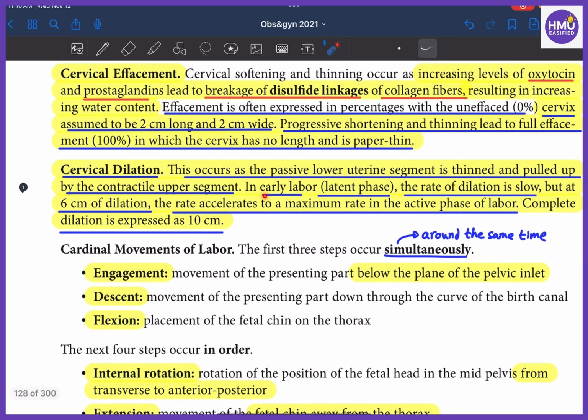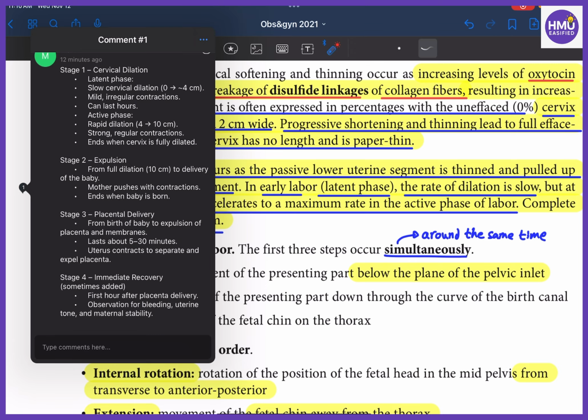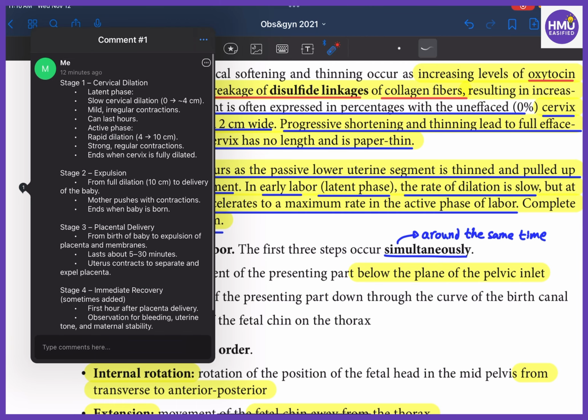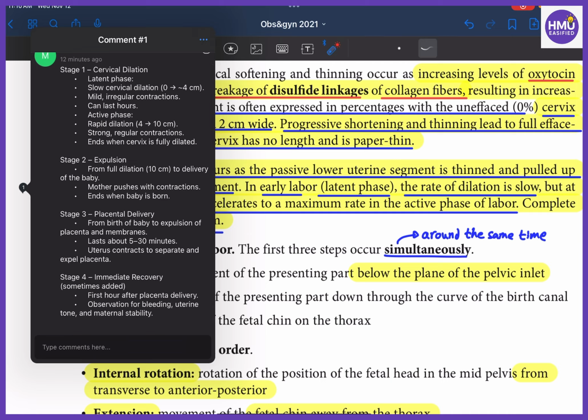So just before we continue, we will study the phases more deeply later, but let's just say shortly, the phases of labor: we have stage 1, stage 2, stage 3. So stage 1, cervical dilatation. We have the latent phase. It's slow cervical dilatation, which is 0 to 4 centimeters. What occurs here is mild regular contractions that can last for hours, okay? And they are mild, so a bit less pain.